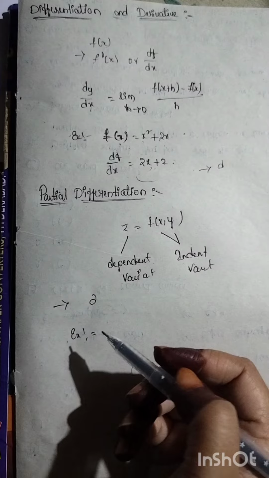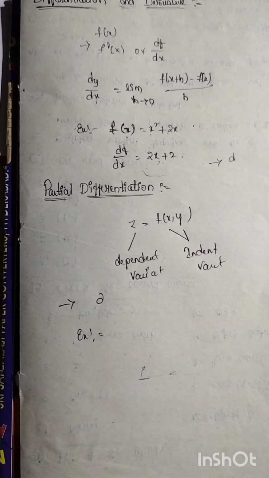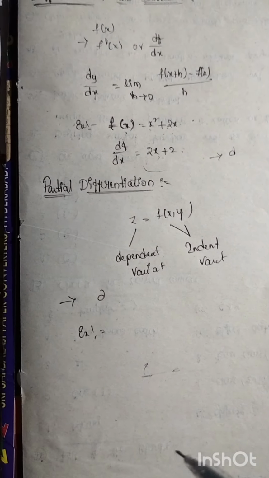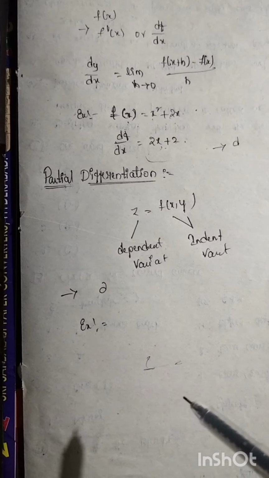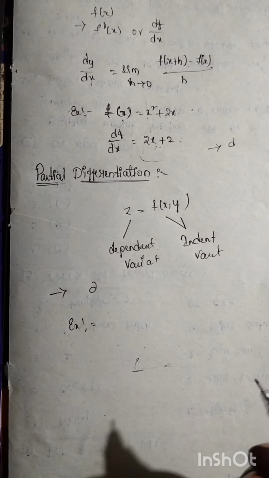In partial differentiation, we calculate similarly to single variable differentiation, but all other variables are treated as a constant.